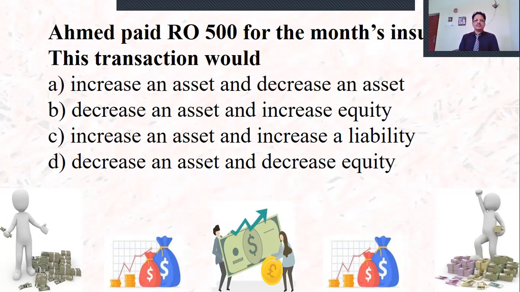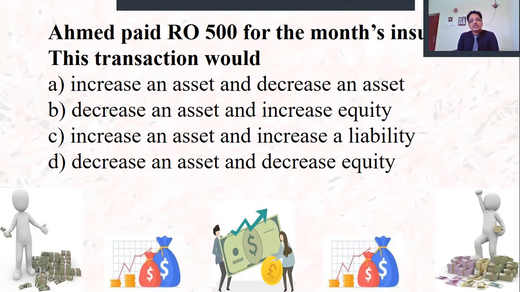When an expense is met, there is no increase of an asset because it is an expense, insurance. But if you buy an asset, meaning you paid cash and bought furniture, one asset increases and another asset decreases. That's a little different. But here an expense is met, so that is not the option.